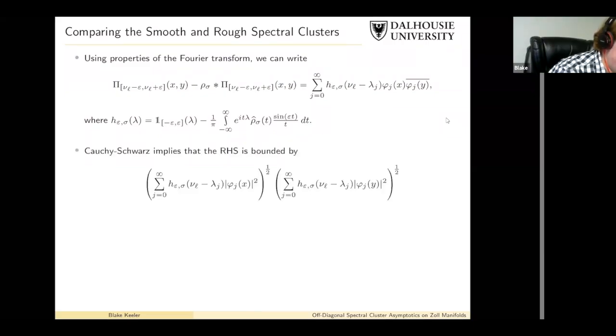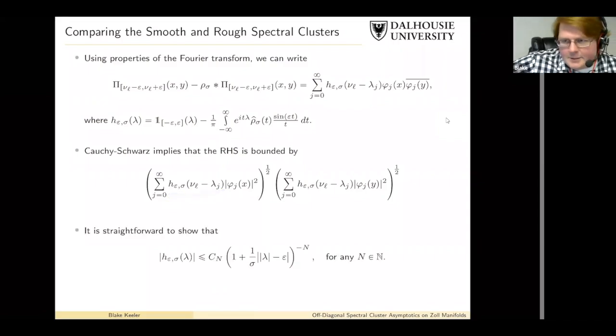Now, it's fairly easy to show, you can use Cauchy-Schwartz to show that this right-hand side is bounded by two quantities that are evaluated on the diagonal raised to the power 1/2. So I haven't really done anything here other than use Cauchy-Schwartz. And we can also obtain a fairly easy bound on this function H epsilon sigma.